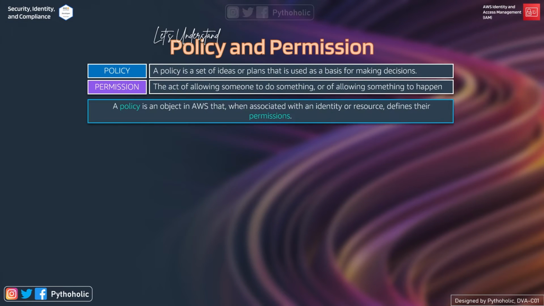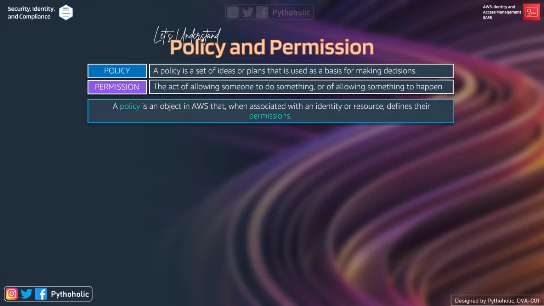When we talk about the general meaning of policy, a policy is a set of ideas or plans that is used as a basis for decision making. Consequently, you write policies, and based on that, we can make decisions. In general, we define policies, right? We actually write down the plan. Based on that, we make the decisions. And what is permission? Permission is the act of allowing someone to do something, or of allowing something to happen. You are giving the permission for something to happen, isn't it?